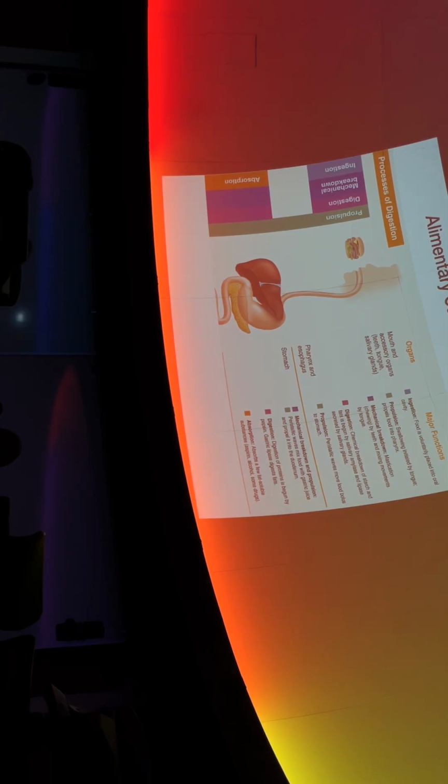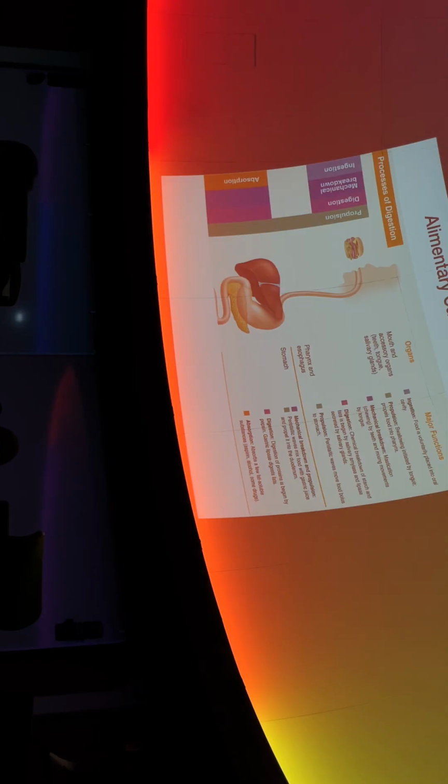But we've been talking about this throughout this whole lecture, so I would view this as more of a reference, if that makes sense, to help guide your studying. So you can see the mouth: ingestion's happening there, propulsion's happening there, mechanical breakdown's happening there, and digestion's happening in the oral cavity. I like how this diagram shows that.